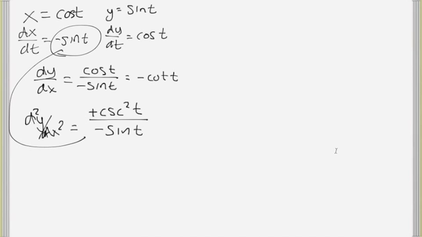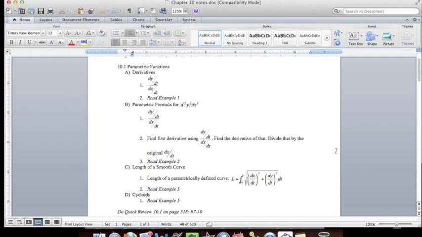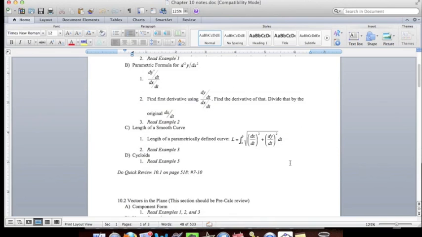This would not be a multiple choice answer. What's the same thing as cosecant? 1 over sine. So this is really like 1 over sine cubed or negative cosecant cubed. All right, so that is first and second derivatives of parametrics.